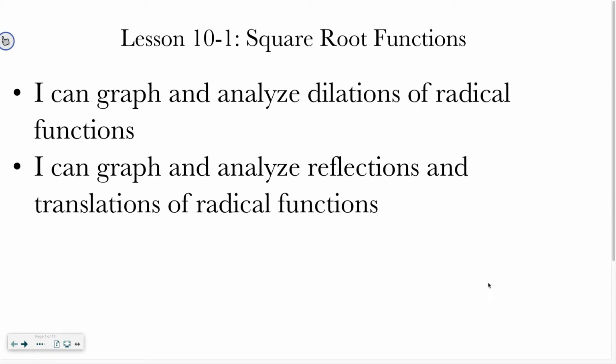Hello class, welcome to lesson 10.1, which is all about square root functions. By the end of this lesson, you should be able to graph and analyze dilations of radical functions, and you should be able to graph and analyze reflections and translations of radical functions.